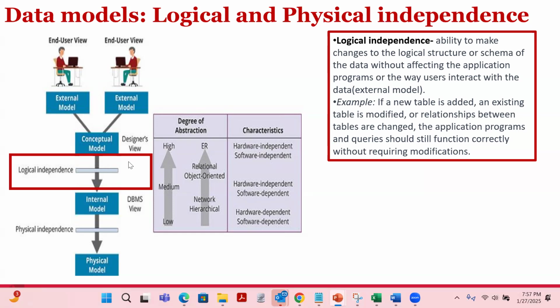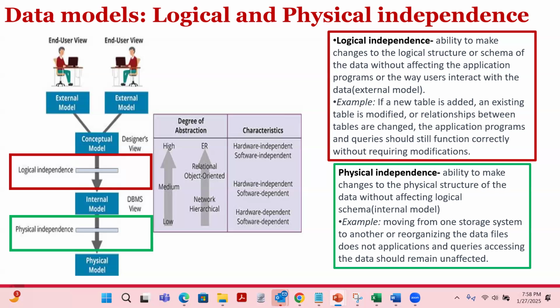So in other terms, for example, we can modify database tables. We can modify how we store the data without changing the programs or software that uses this data. Okay. So an example: if a new table is added to the database, or an existing table is modified, we don't need to change the application programs that are using this data. That is logical independence.